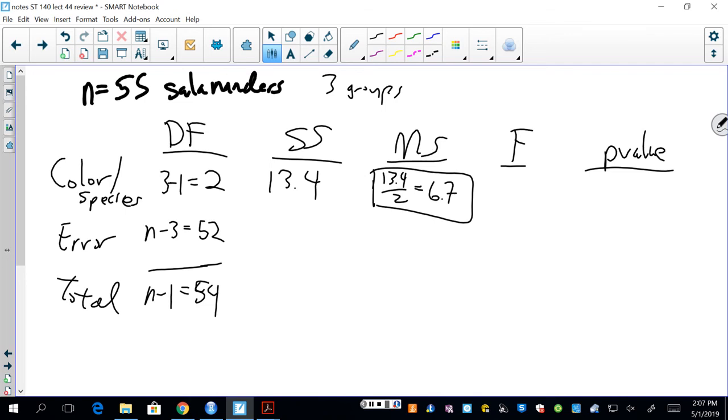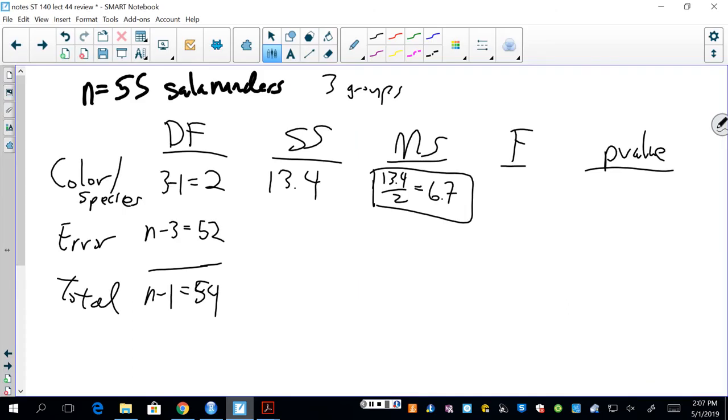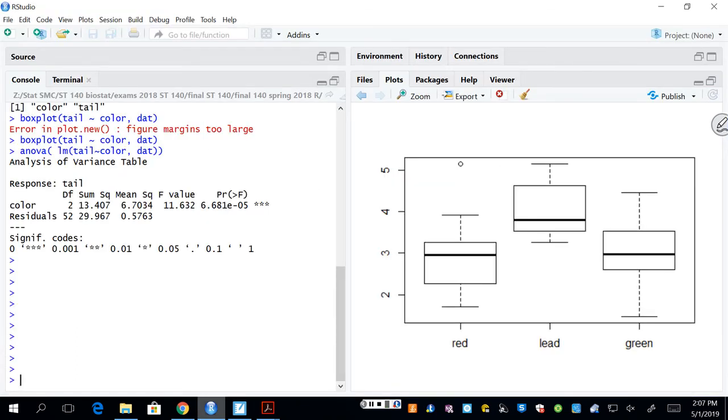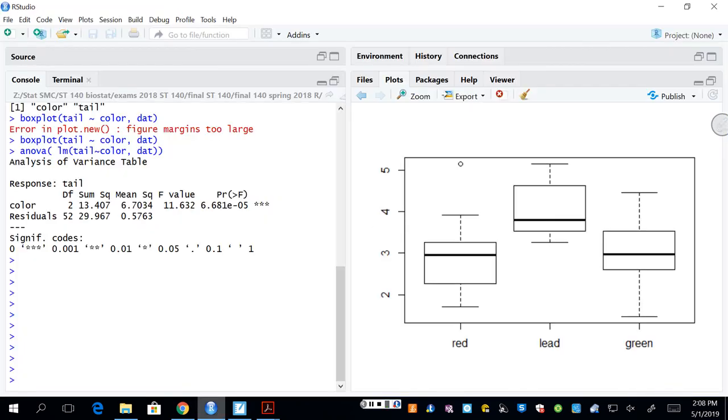This other sum of squares was 29.7. So this one's 29.7 over the 52 for that one, and that's 0.57, 0.58, right? 0.58, and there's a 9 in here. So it's 0.58, less than 1. And so the F is the ratio of these two things. And that value is this big, 11.6.